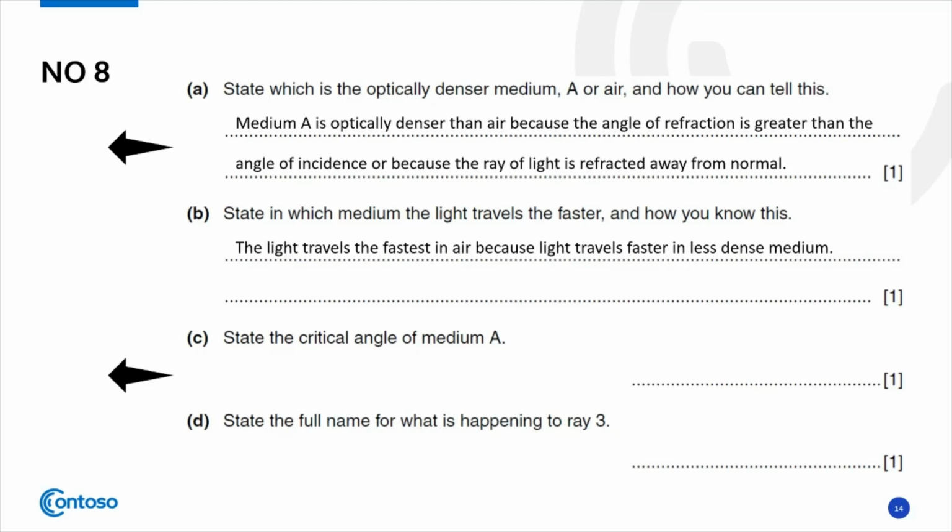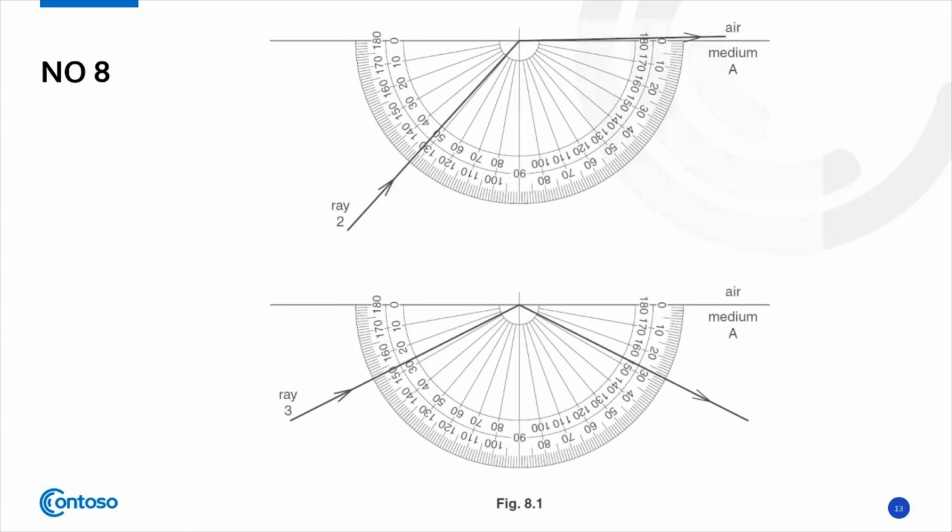Question 8c. State the critical angle of medium A. To answer this question, we have to look at the figure showing the second measurement. This is the second measurement. The figure on the top, this one, is ray 2. On the second measurement, we can see that the angle of incidence is 42 degrees. Which one is the angle of incidence? This one. That's the angle of incidence.